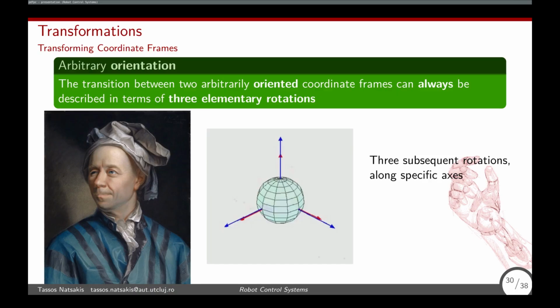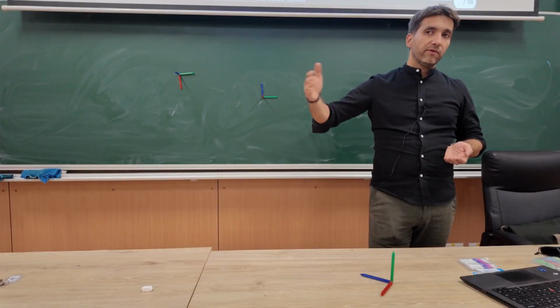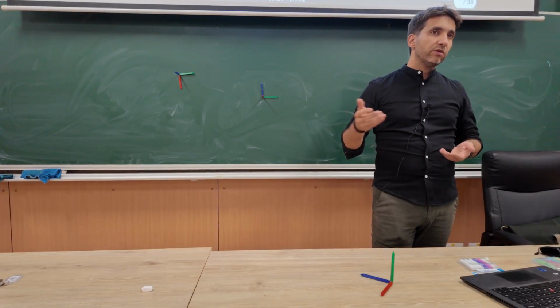not too specific, but it's pretty used in robotics. Why is it not too specific? Because there are basically different orders of transformations that you can use in order to achieve the same result.